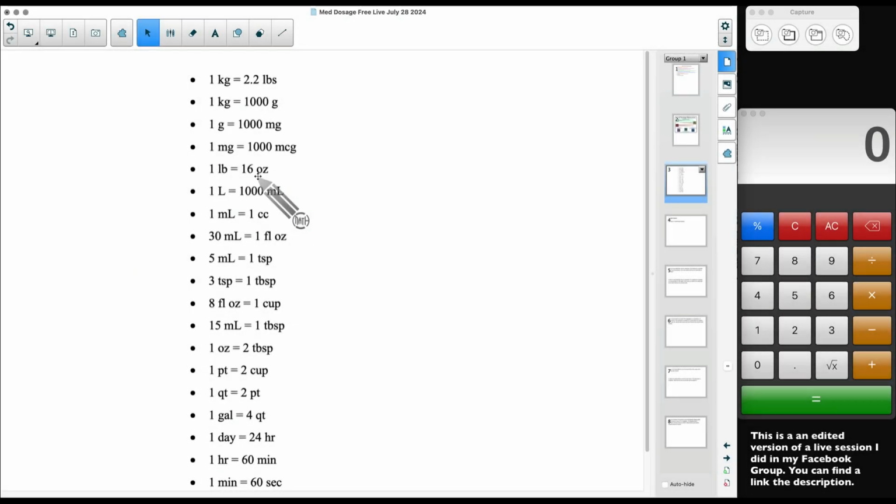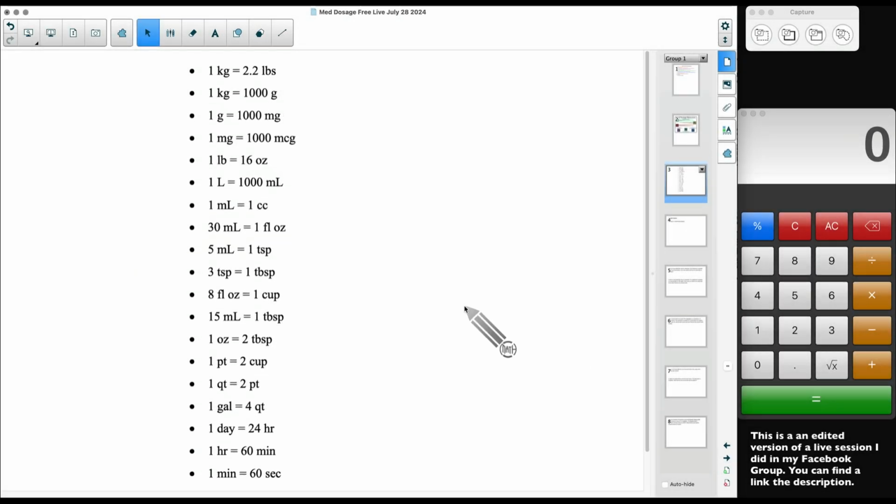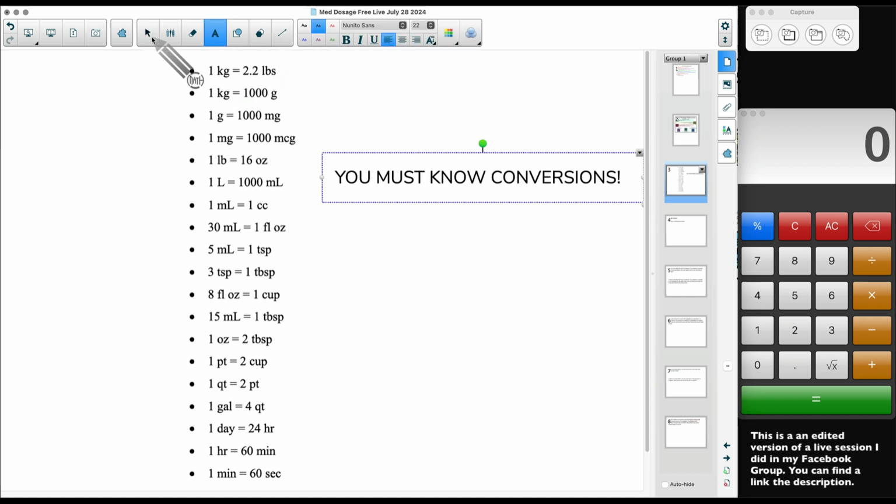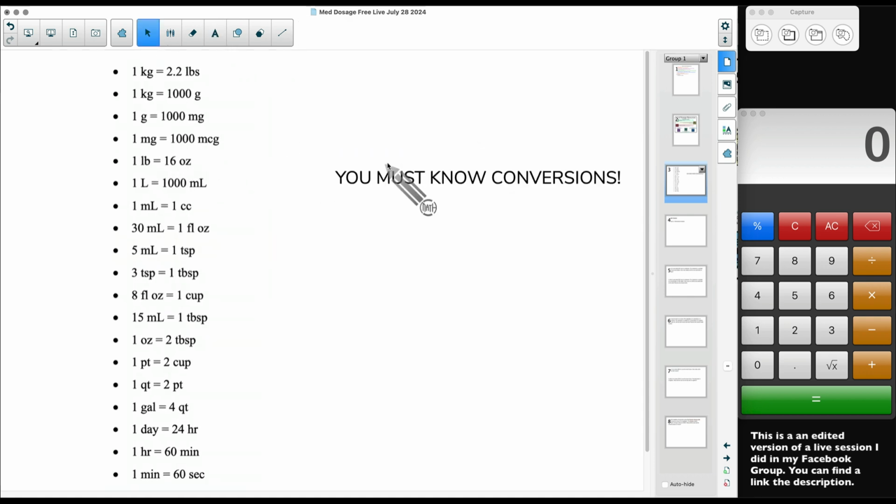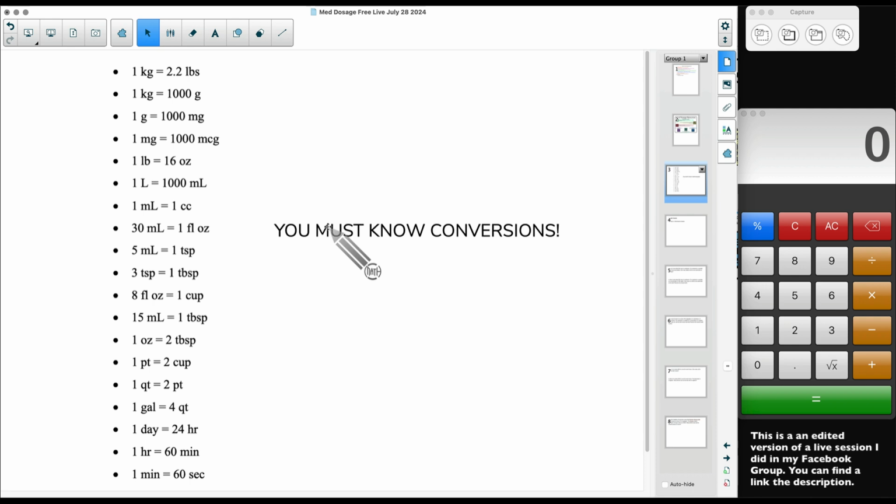So the first thing I always tell students, you need to know conversions in Calc. Conversions are not formulas. Conversions are 60 seconds in 1 minute. 2.2 pounds is equal to 1 kilogram. There's no way around it. You have to memorize these.